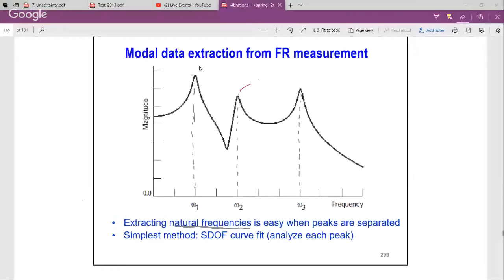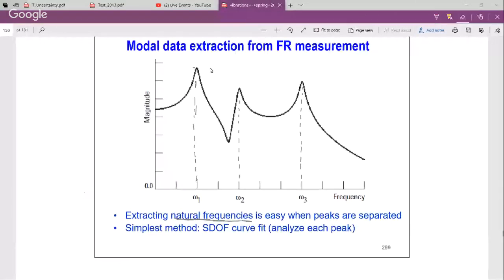All right. So I'm going to show you a video a little bit later that shows nodal lines very clearly on our main plate. And so we'll come back to that. But that's an important point.